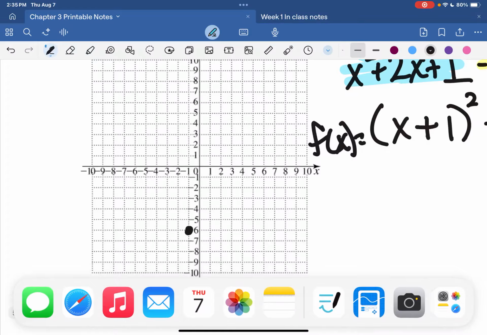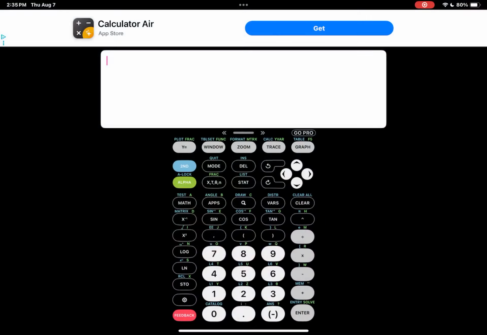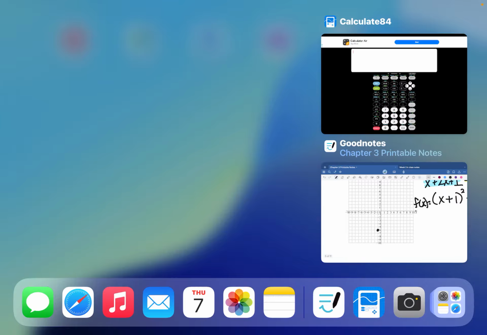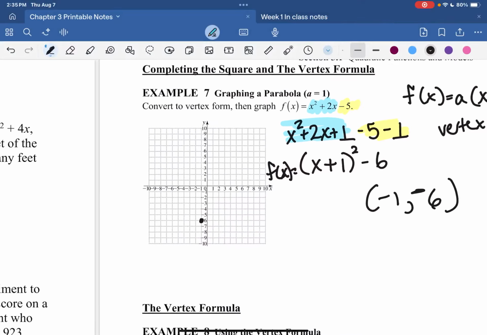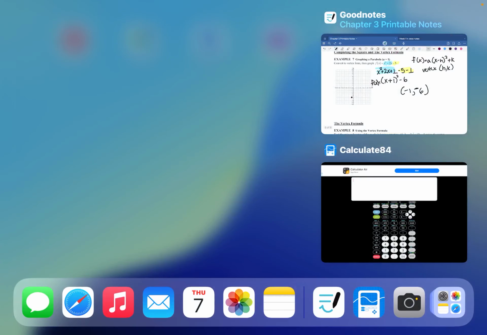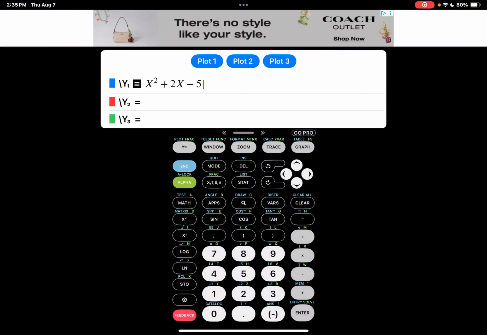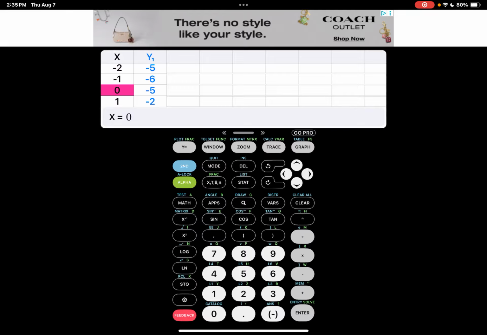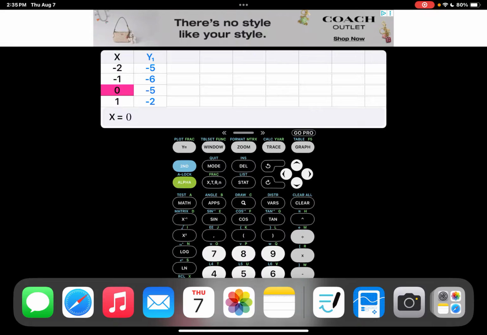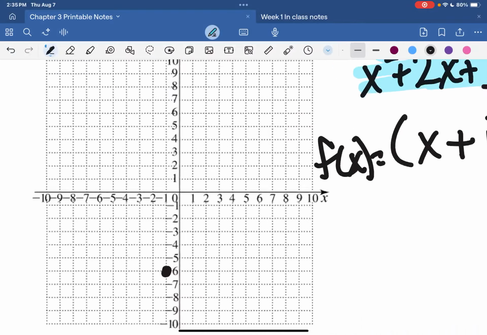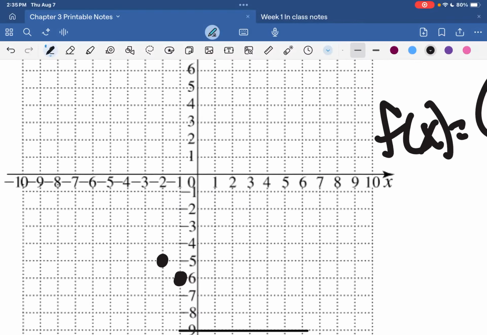And then I'm going to come over here to my calculator. And I'm going to type in my original problem, which was y equals x squared plus 2x minus 5. And then I'm going to go second table and give me at least 3 points. So -1, -6, and -2, -5, and 0, -5. And then it just makes a parabola.